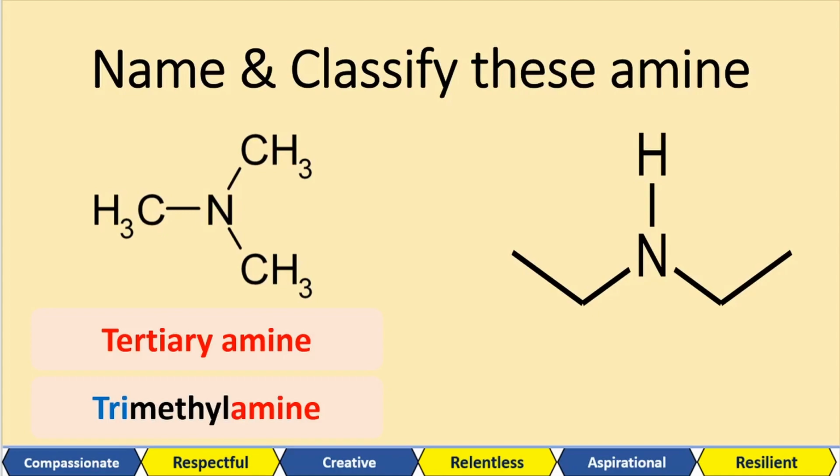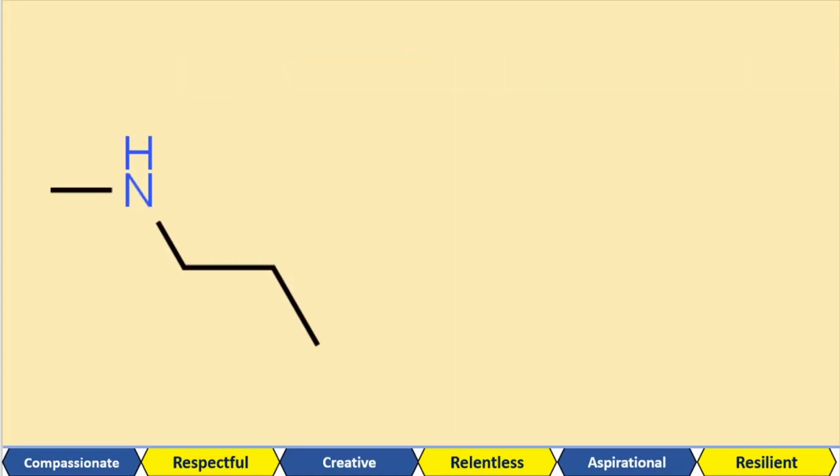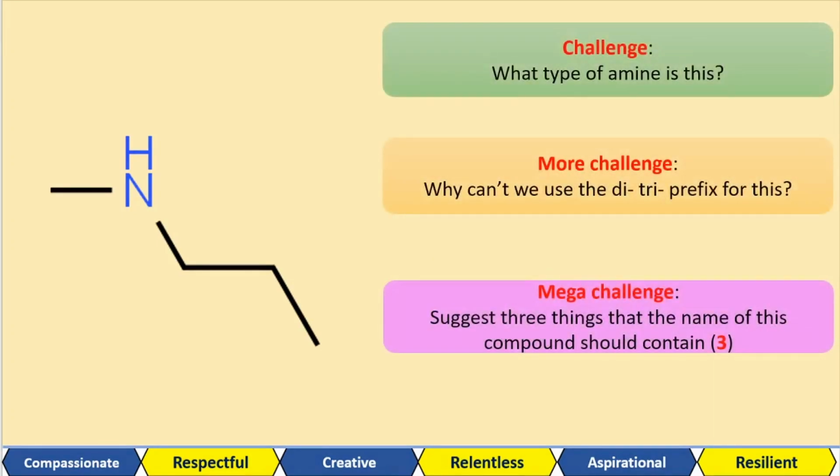The one on the right hand side, we've got a hydrogen there. So only 2 hydrogens have been replaced, so that's a secondary amine. And when we look at the 2 substituents, they have 2 kinks, 1, 2, so that's ethyl. There's 2 of them, diethylamine. Alright, so I've got this molecule now. It's an interesting molecule. Have a go at these challenge questions.